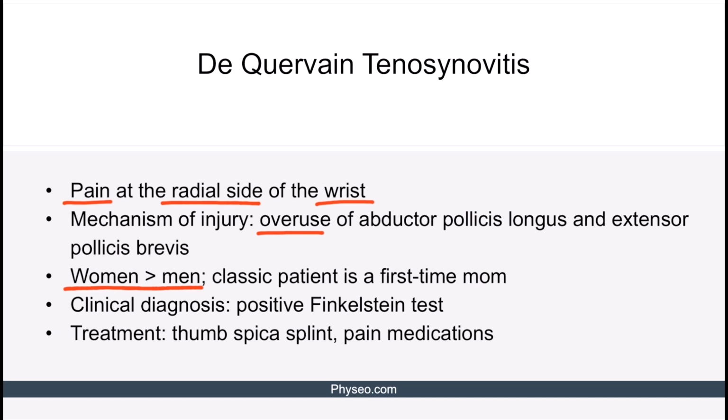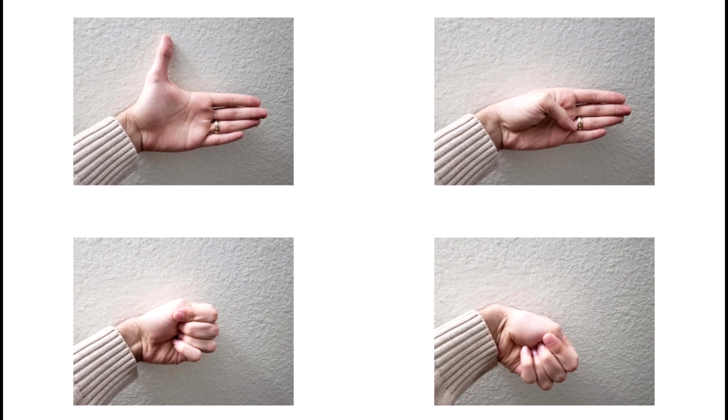The diagnosis is clinical and is supported with a positive Finkelstein test, which we'll demonstrate on the next slide. The treatment is conservative, with a thumb spica splint and pain medications as necessary. Here's a series of images demonstrating the Finkelstein test. The patient is first asked to flex the thumb and place it in the middle of the palm. The patient is then asked to close the fist as seen on the bottom left image and ulnar deviate the wrist, or tilt the wrist in the direction of the pinky, as shown on the bottom right image.